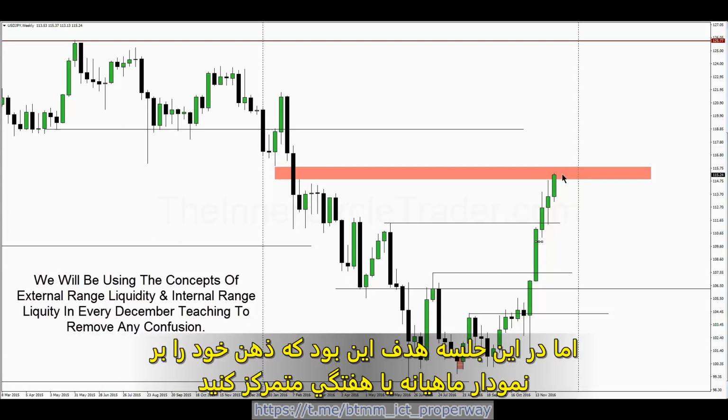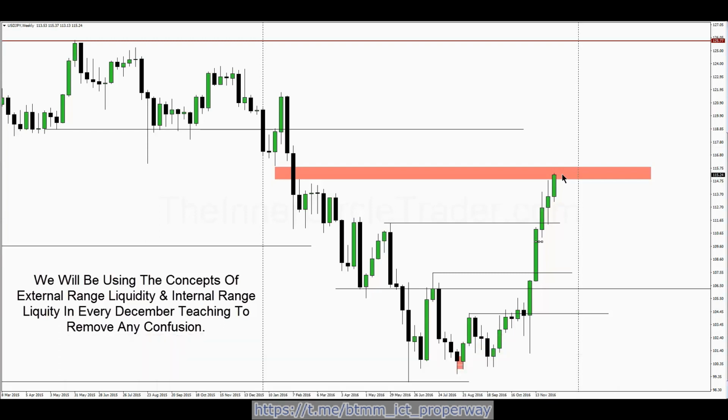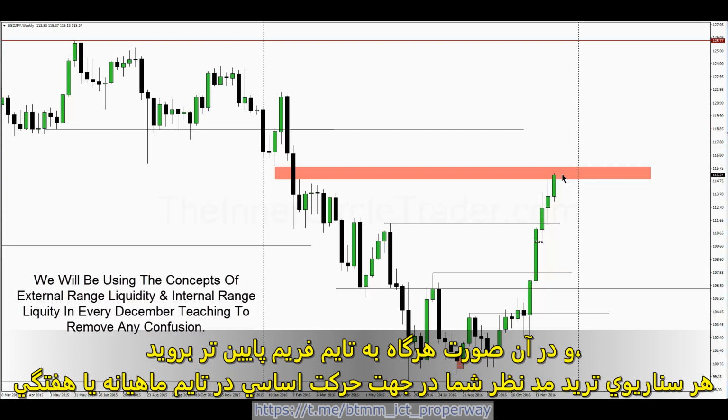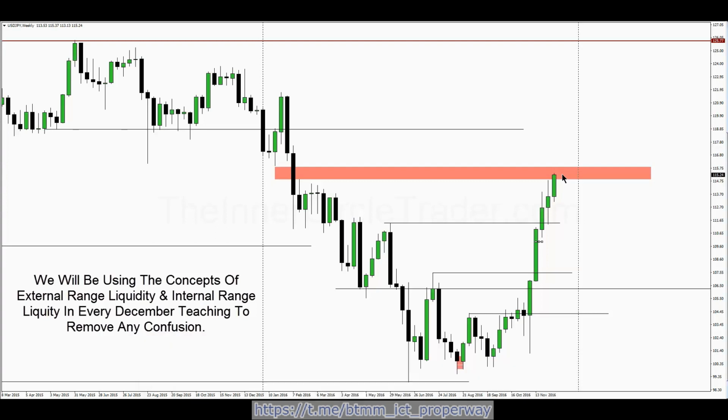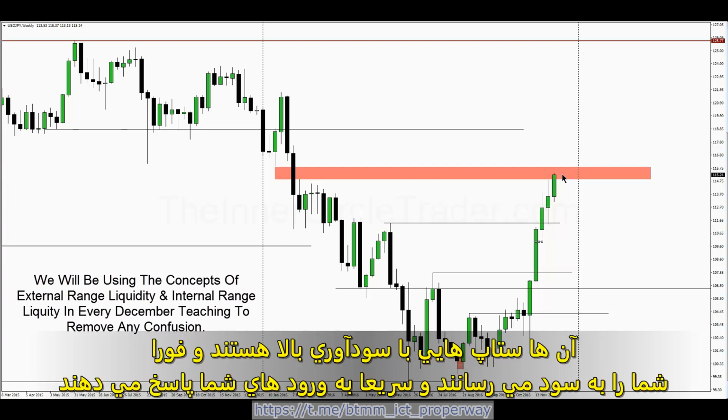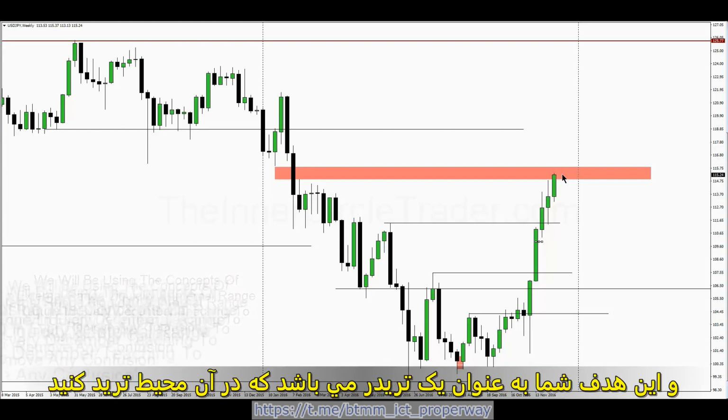But in this module, the aim was to get your mindset on a monthly or weekly capacity. And that way, when you go into the lower time frames, every trade scenario you trade with in that directional bias on the monthly and/or weekly will help you find the low resistance liquidity runs that you're looking for. They are the high probability setups. They're the ones that have the immediate payouts. They're the ones that give you the immediate responsiveness to your entries, and it has very little drawdown. And that's your goal as a trader. You want to be trading in that environment.